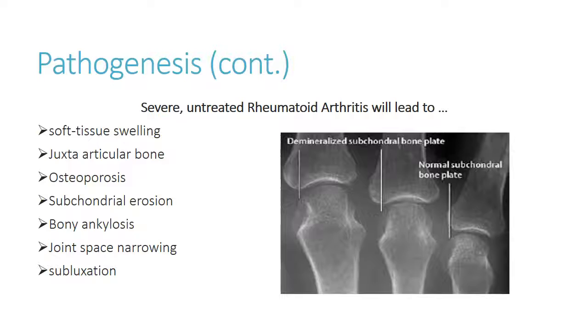The severe untreated rheumatoid arthritis will lead to soft tissue swelling, juxta-articular osteoporosis, subchondral erosion, bony ankylosis, joint space narrowing, and subluxation.